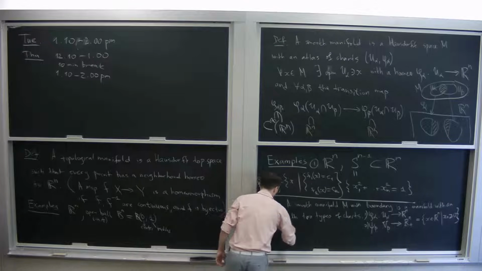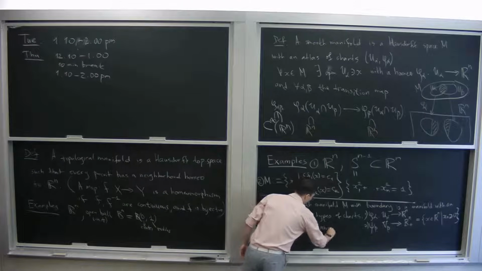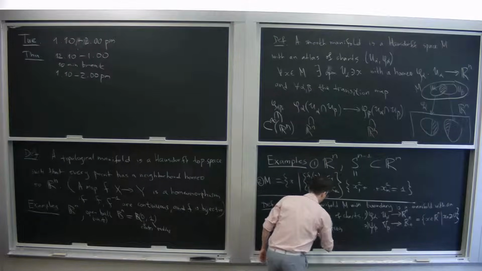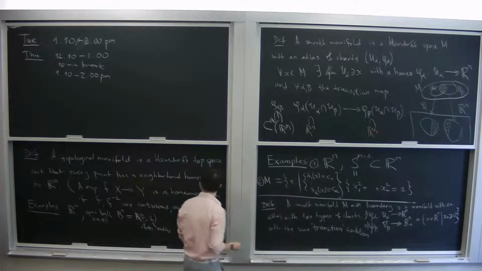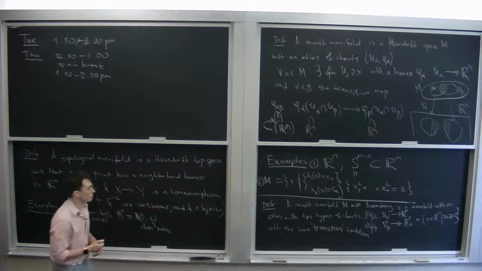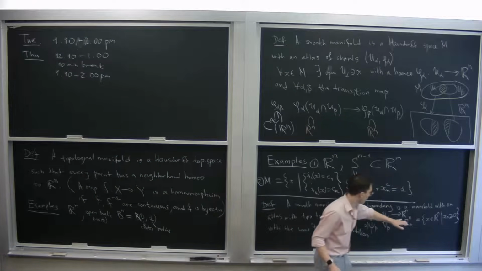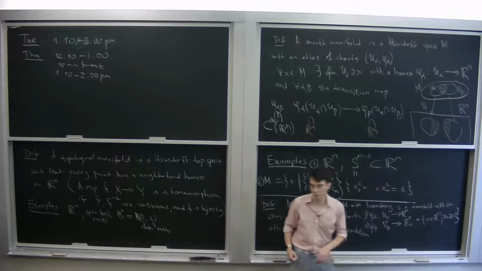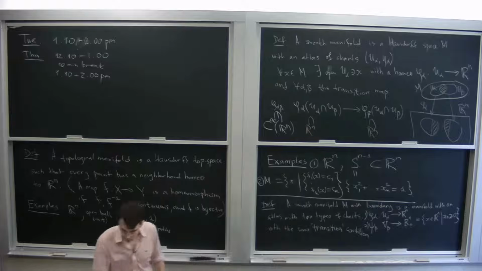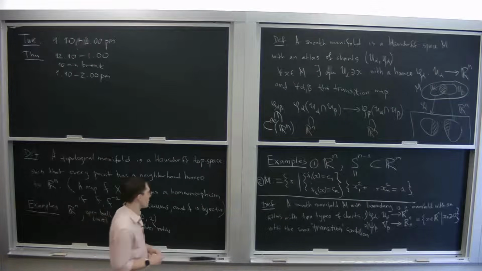With the same transition condition. So for example, this is definitely the half space Rn plus, right? It is definitely such an example, but of course we have some more interesting examples.